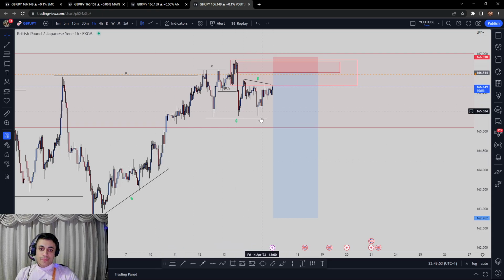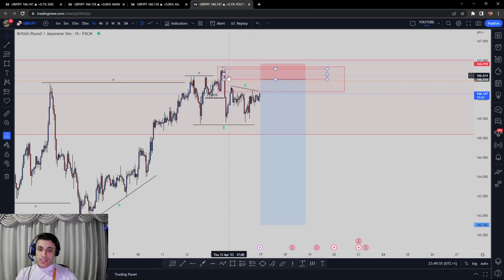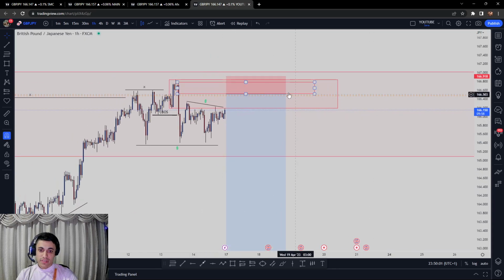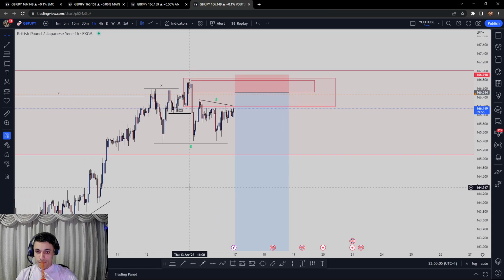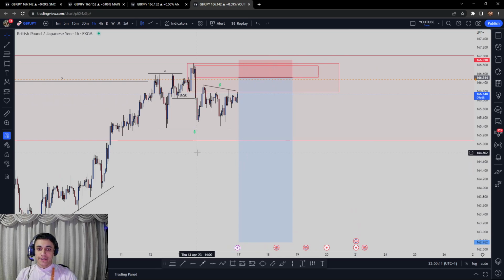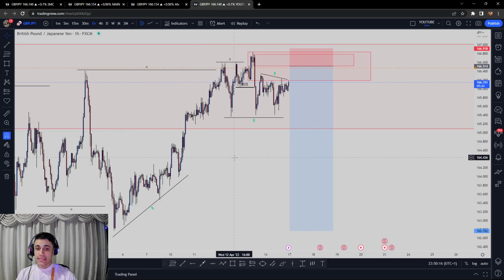So now I know that the market is trying to grab this liquidity, and if the market is ready to sell pound yen, best believe it's going to happen from this little OB right here. So this would be my trade going forward for pound yen, and this is breaking it down as smart money concept.